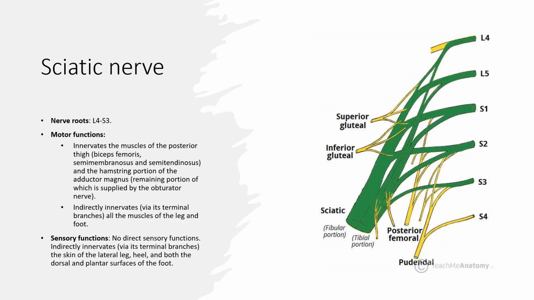Now the sciatic nerve. The origin of the sciatic nerve is from the L4, L5, S1, S2, S3 spinal roots. As all nerves do, this nerve also has motor and sensory functions. Coming to the motor functions, it innervates the muscles of the posterior compartment of the thigh, which includes the biceps femoris, semimembranosus and semitendinosus, and the hamstring portion of the adductor magnus, the remaining portion of which is supplied by the obturator nerve.